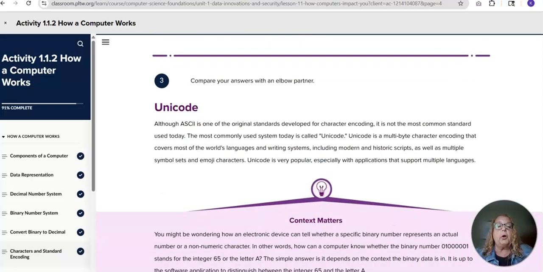There's also Unicode. Although ASCII is one of the original standards developed for character encoding, it's not the most common standard used today. The most common is called Unicode. It's a multi-byte character encoding that covers most of the world's languages and writing systems. Because, you know, there's a lot of different languages other than just English.